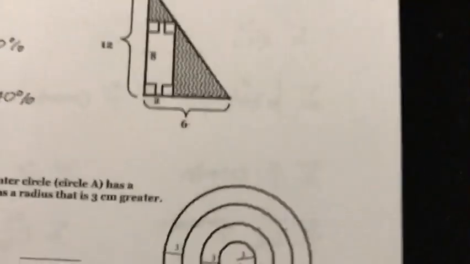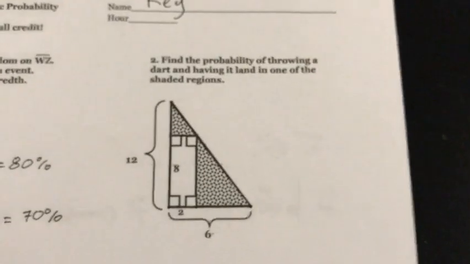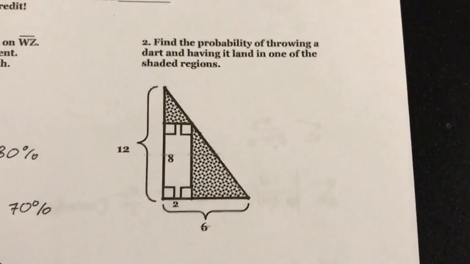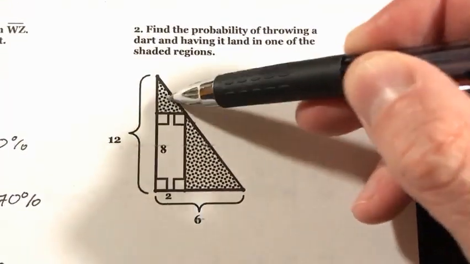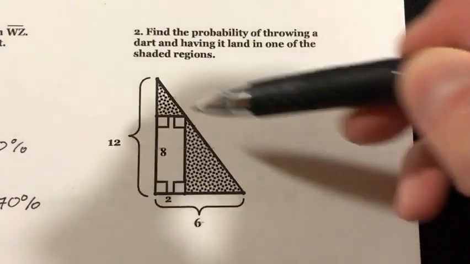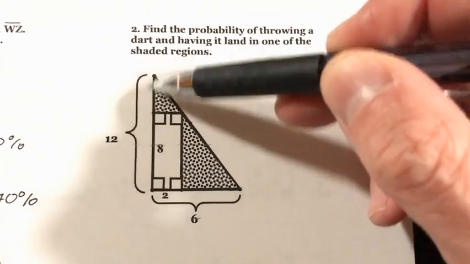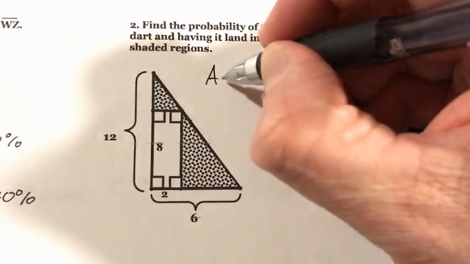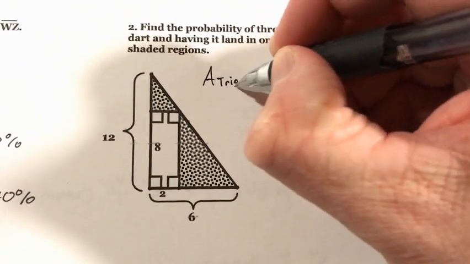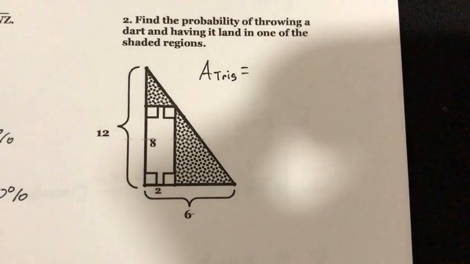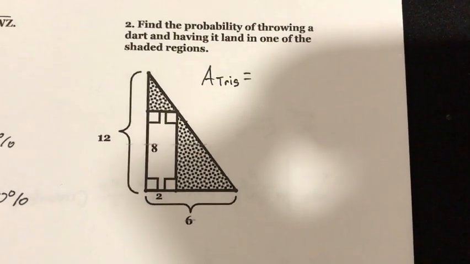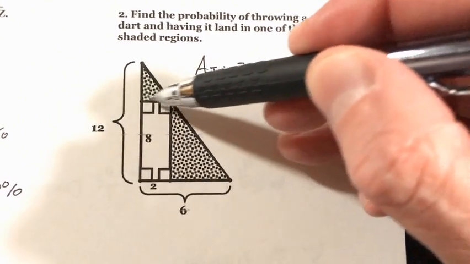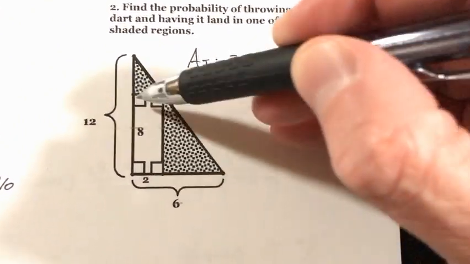For the area problems, like we've got over here, find the probability of throwing a dart and having it land in one of the shaded regions. The shaded regions are triangles, and so it's basically the area of the triangles divided by the area of the whole thing. So to find the area of the triangles, there are a couple ways of doing this. One way would be to actually find the areas of the triangles. This triangle right here has a base of 2. We see that from the diagram.